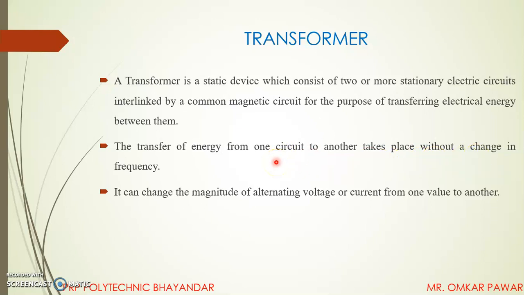There are two windings, that is primary and secondary. So in the primary circuit, if there is a 50 hertz frequency, the transformer is a device which transfers the electrical energy through the medium of a magnetic field and without changing the frequency. So it can change the magnitude, that is, it can change the value from one value to another value, but does not change the frequency.